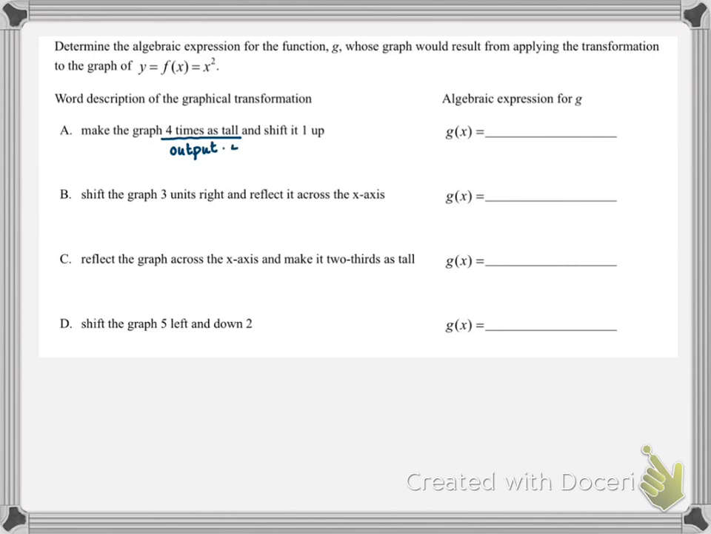So our output is times 4 and shifted up 1. I'm going to add 1 to the output. Good. So we start with our input. We're not doing anything horizontally, so we square it. Multiply by 4, add 1.